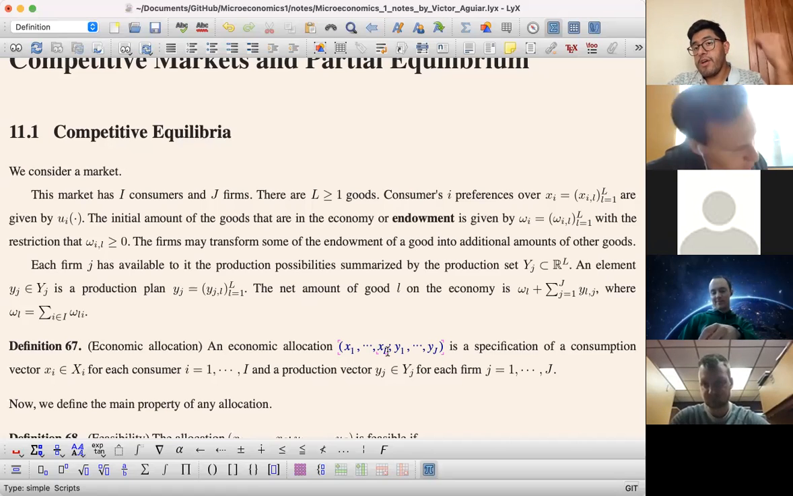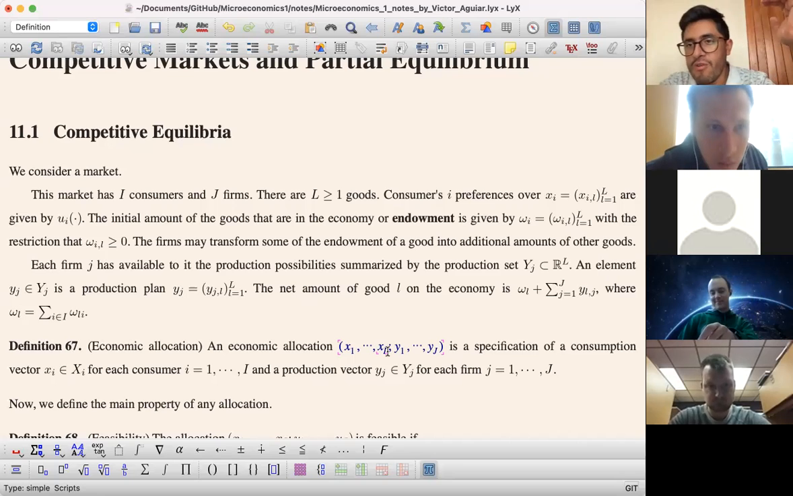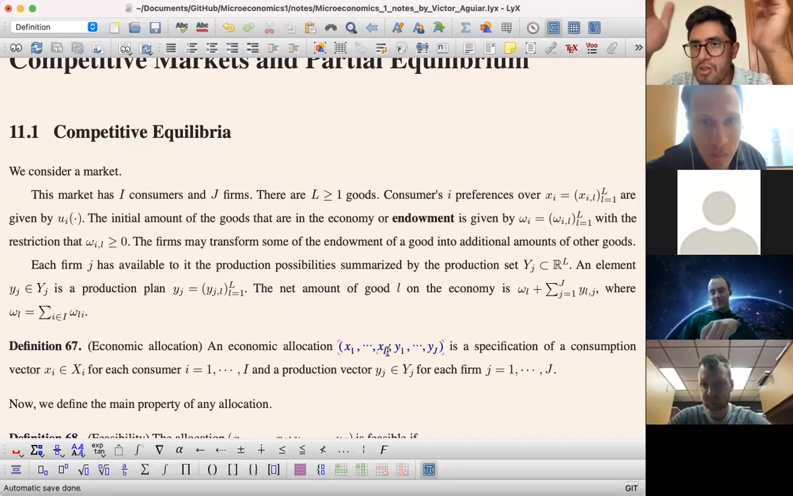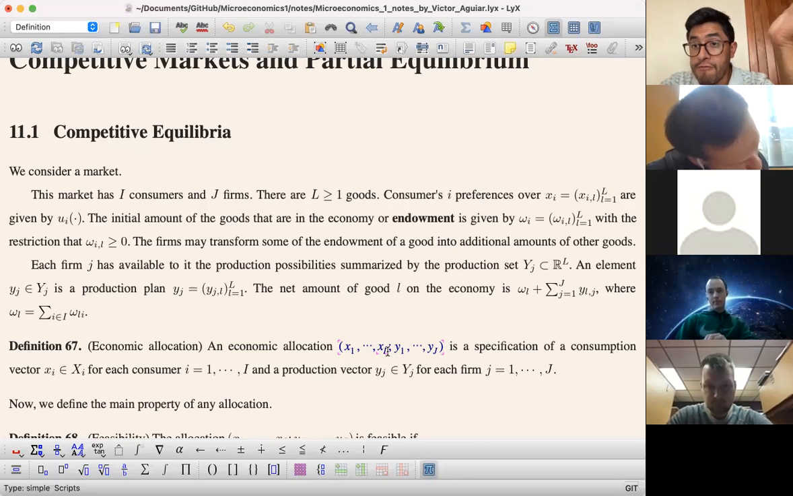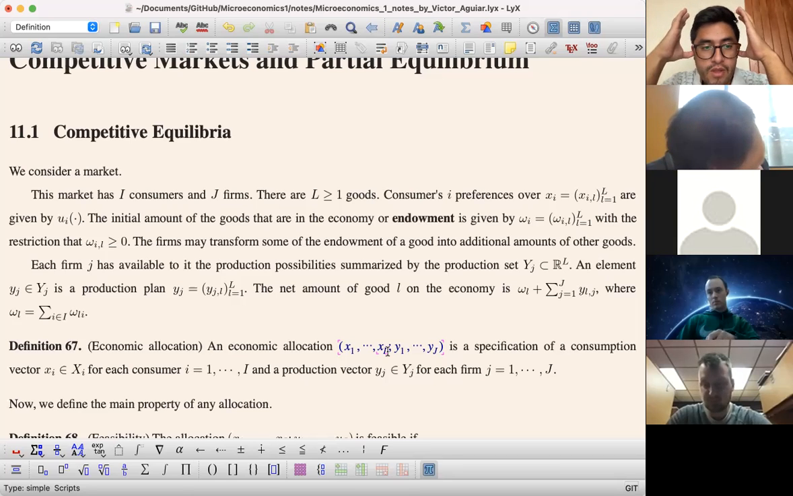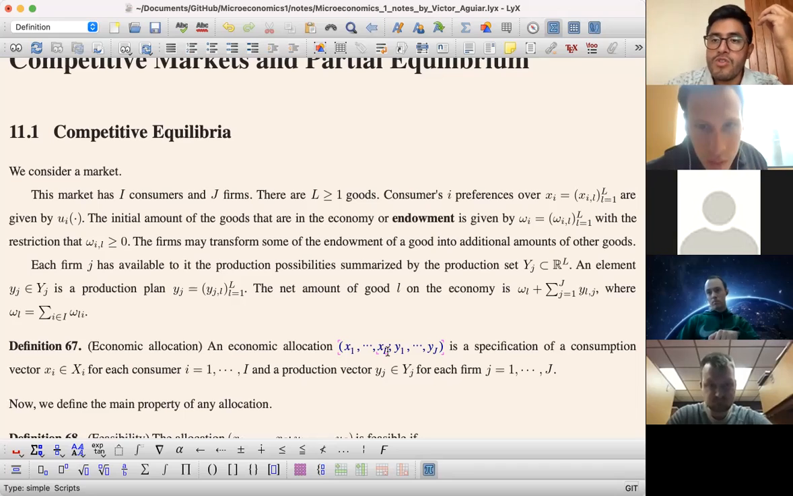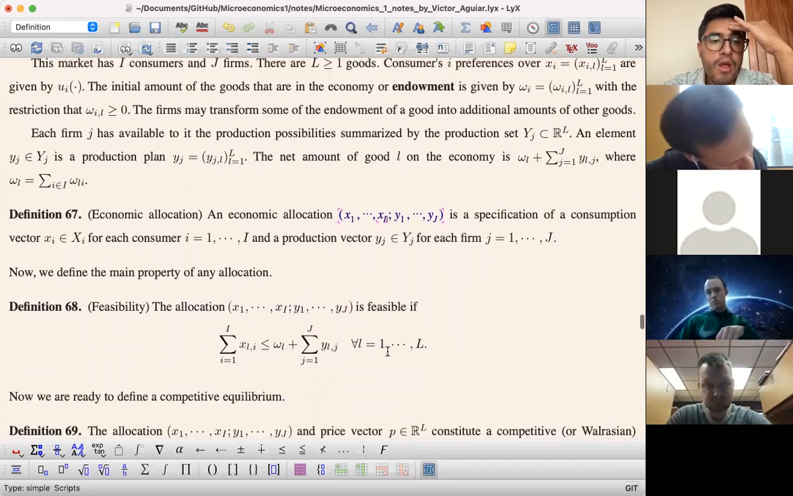And what is an economic allocation? It is essentially the summary of all consumption of all consumers and all production, including inputs and outputs, from firms. And this is what is called an economic allocation. Okay, everyone understands the definition? Very simple. We're just stacking together things we know.